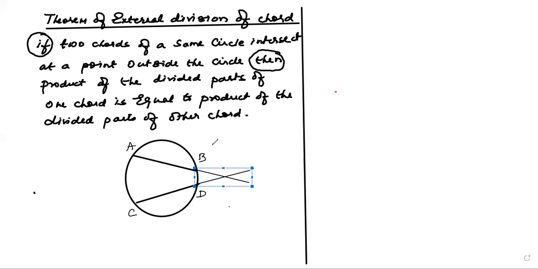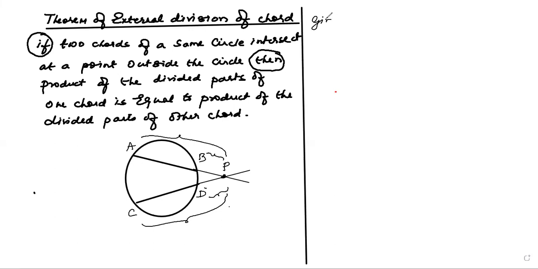So you can see, children, these two chords are not intersecting inside the circle, but the lines containing them intersect at point P outside the circle. So now you can see this P is dividing chord AB into two parts. Which are the two parts? PA and PB. P is dividing it externally. P is dividing chord CD into two parts. Which are the two parts? PC and PD. Product of the divided parts of one chord, PA into PB equals PC into PD.